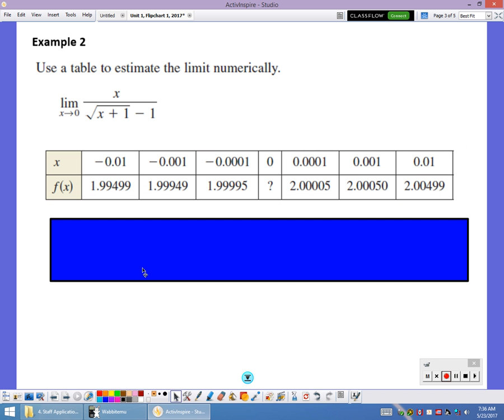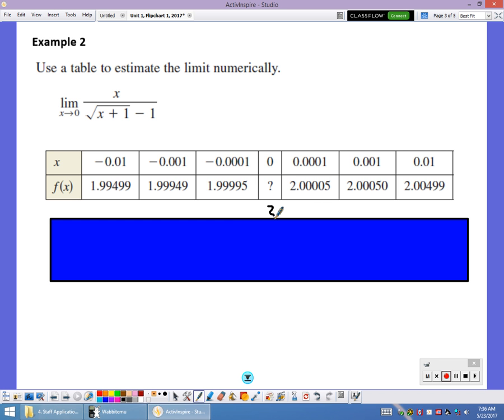What I'm trying to do is go from the bottom side and from the top side, as x approaches 0 from below, and as x approaches 0 from above. So this is my right-sided limit. This is my left-sided limit. My y values are converging closely to 2, so this limit is 2.